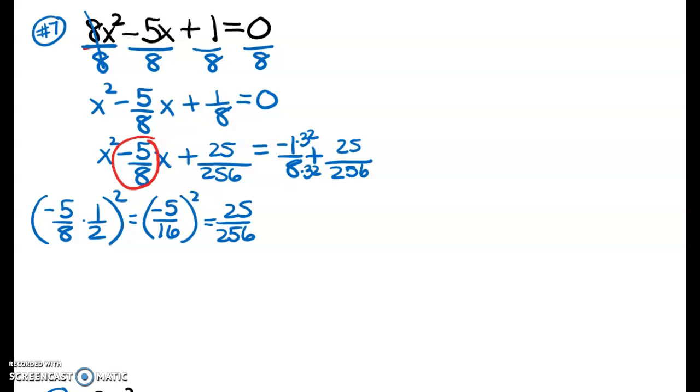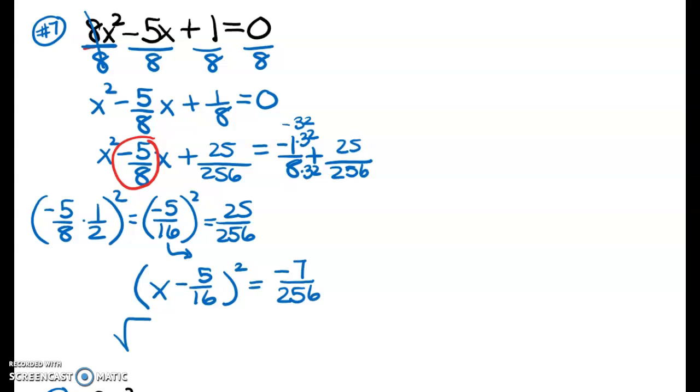So I know this looks like it's going to be really hard to factor the left-hand side, but again, remember, I said it's going to be a perfect square, and I should be seeing this negative 5/16. If I did everything right, I should see this negative 5/16 in my factor. So now I have negative 32 plus 25, which is negative 7 over 256. So this shouldn't be too hard. I'm just going to take the square root of both sides.